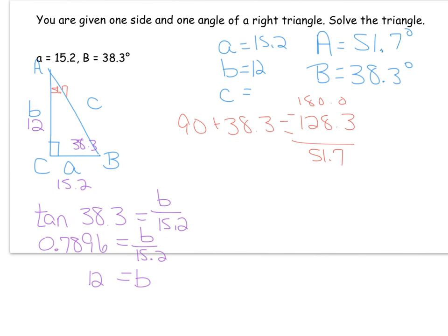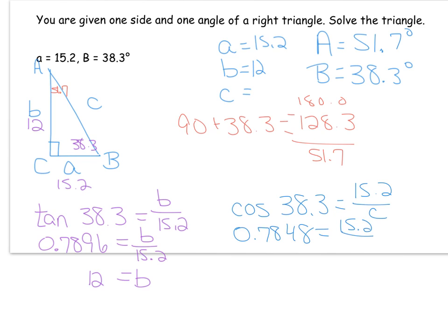So if I want to use something that I haven't rounded, I can use the angle they gave me, the side they gave me. This would be adjacent. C is the hypotenuse. I could use cosine there, right? So I could say the cosine of 38.3 is 15.2 over C. So this is one where the variable's in the denominator. I'm going to find the cosine. I get 0.7848 equals 15.2 over C.